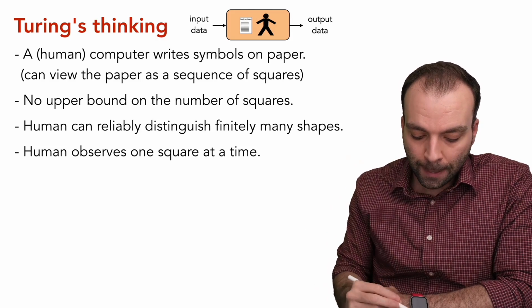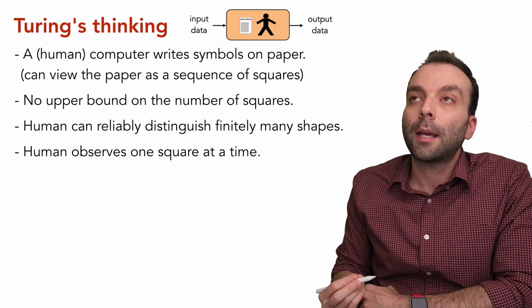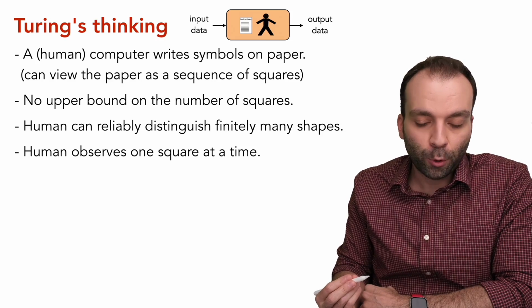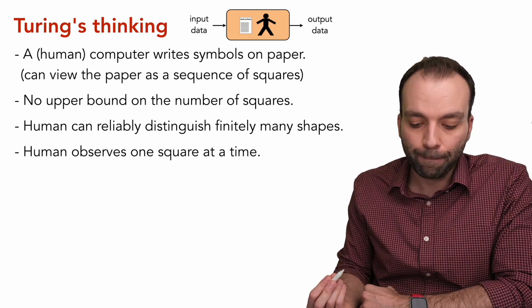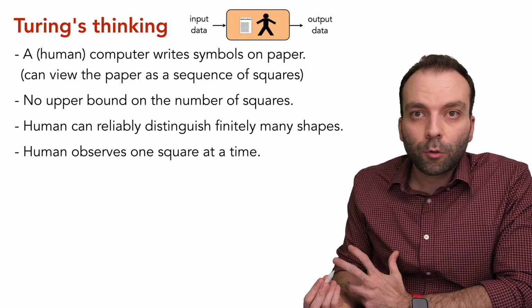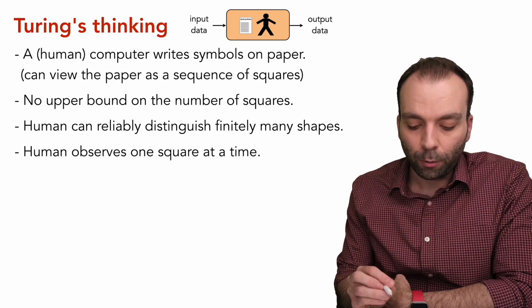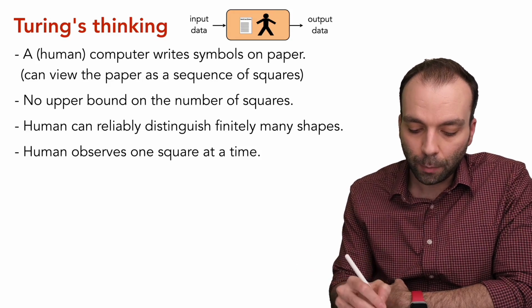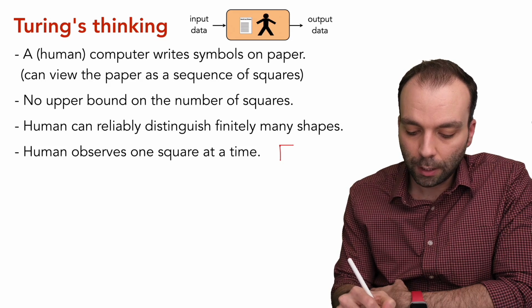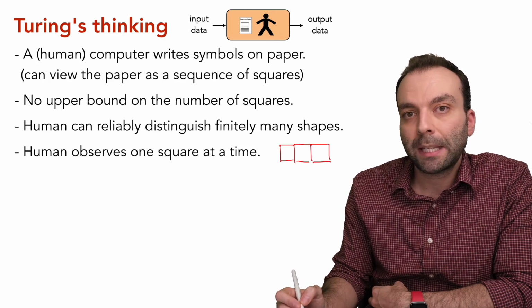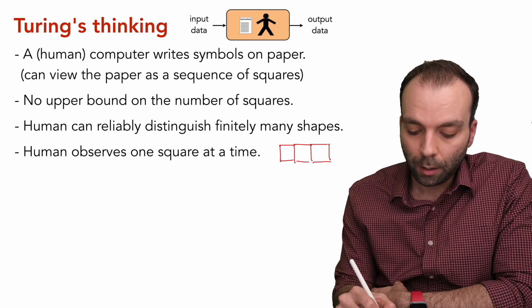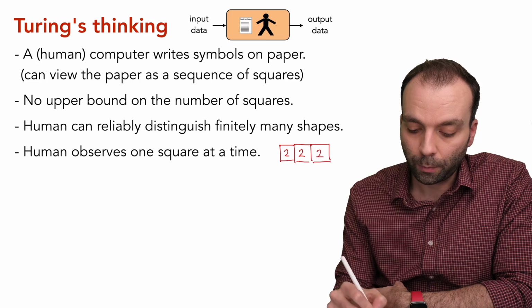Now, you might object and say, well, I can observe 3 cells at a time or 5 cells at a time. It's not just one cell at a time. But even if that's true, this is without loss of generality. Suppose I can imagine 3 cells at a time. Okay, so let's draw those 3 cells. Suppose that each cell can contain, let's say, 2 symbols for simplicity. So there are 2 possible symbols here, 2 possible symbols here, and 2 possible symbols here.